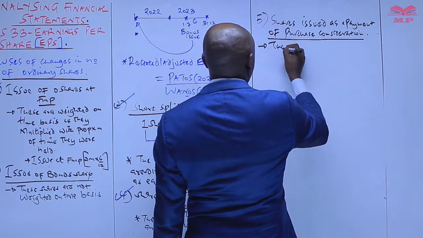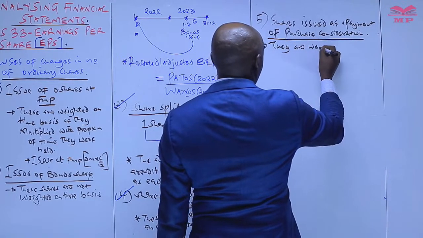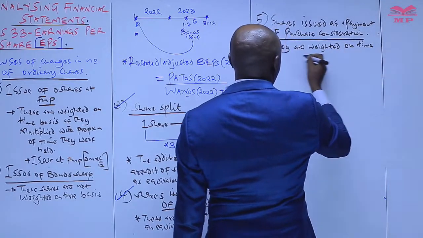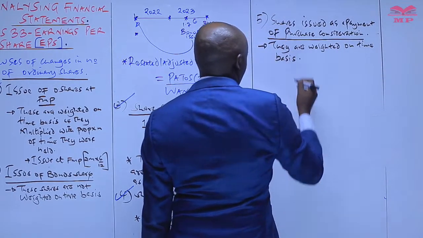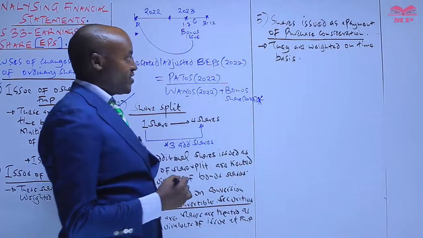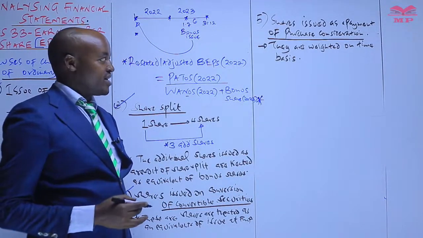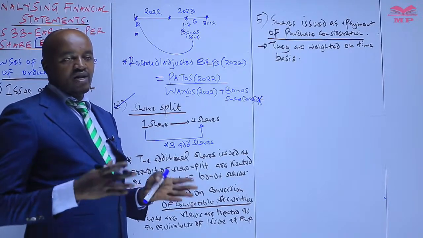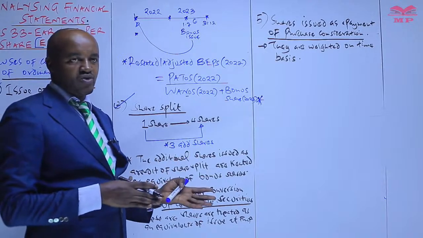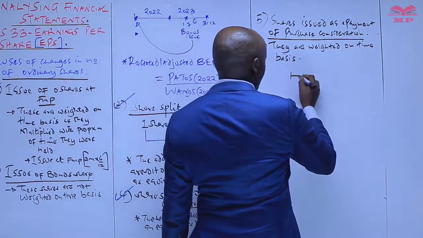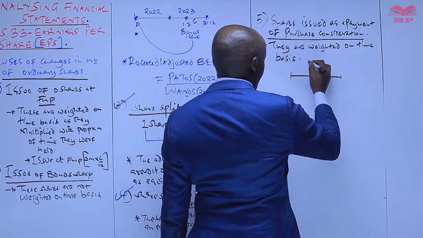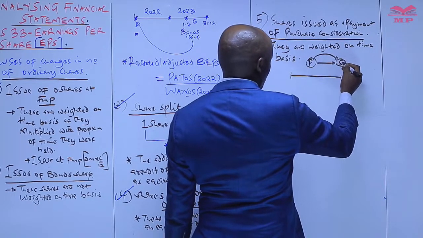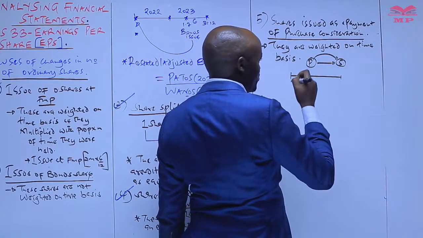So they are weighted on a time basis. In other terms, these shares will be multiplied by the proportion of time they were held during that year. And here we consider these shares not from the date they were actually issued, but from the date the shares were supposed to be issued. For instance, if a parent company acquires a subsidiary, the parent company can pay the purchase consideration on acquiring this subsidiary by issuing its own shares.